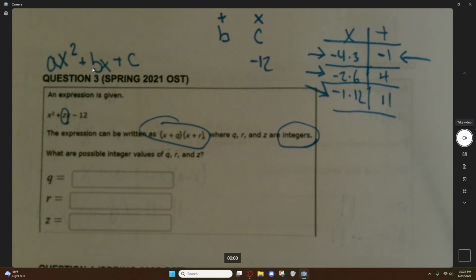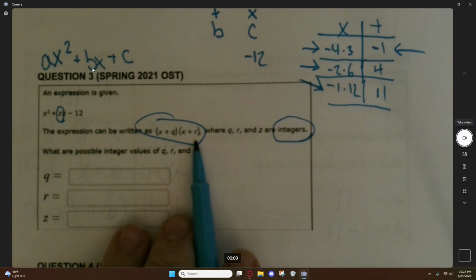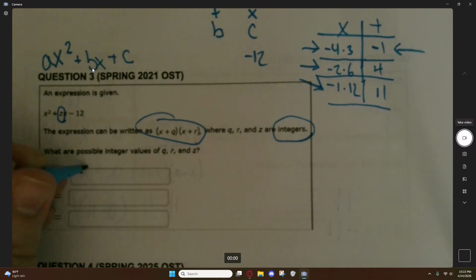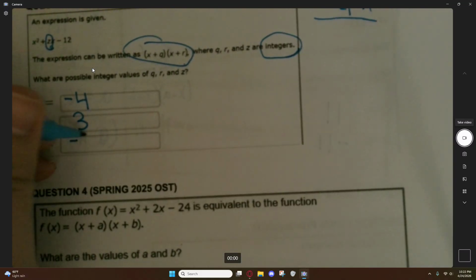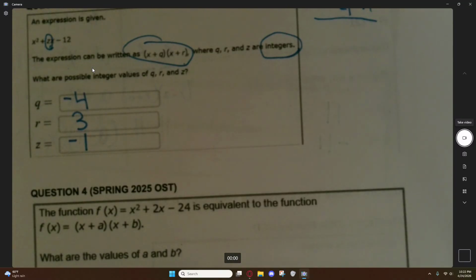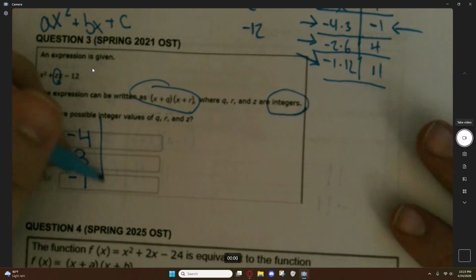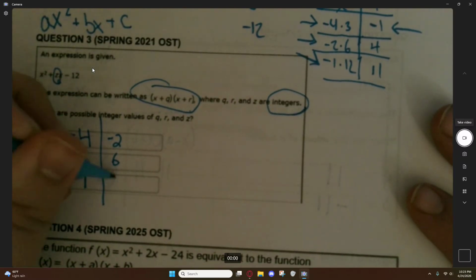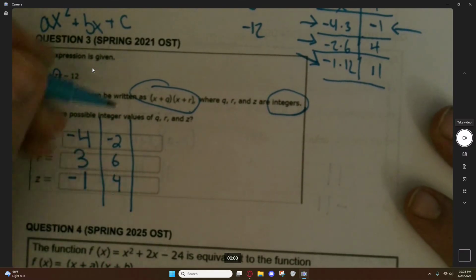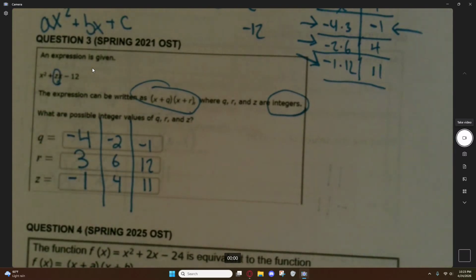Then I know that my two factors, my Q and my R, will be negative 4 and 3. And my Z is whatever the sum of those two are, which is negative 1. I could do the same thing with the other ones, negative 2 and 6, where the sum is 4, and negative 1 and 12, where the sum is 11.